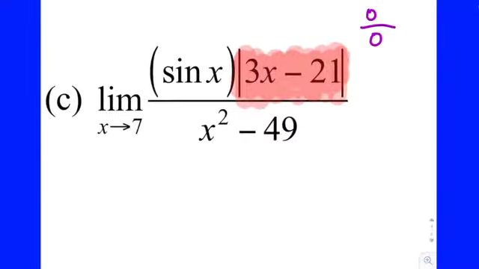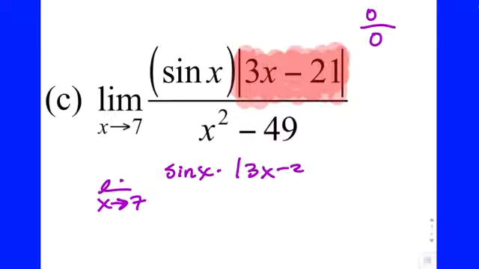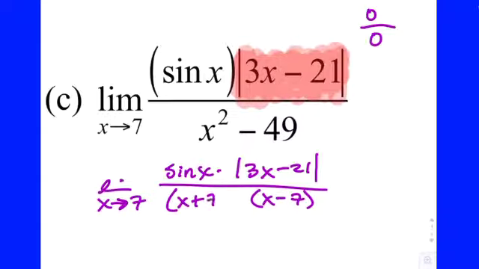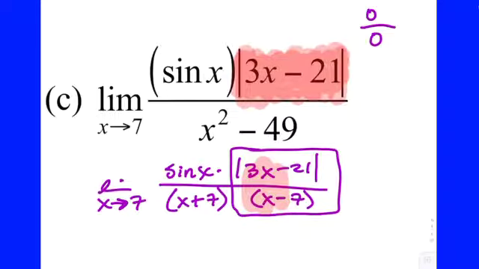Sine of x is just kind of an innocent bystander. When you plug in a 7 into sine, you get sine of 7, which is just some number. So let's go ahead and factor this one as well. We'll get sine of x times the absolute value of 3x minus 21. And again, I'm leaving the 3 in there. And then over here, I'm going to get an x minus 7 times an x plus 7. And the reason I wrote it like that is because now if I associate those two together, linear over linear, that's what's causing 0 over 0.